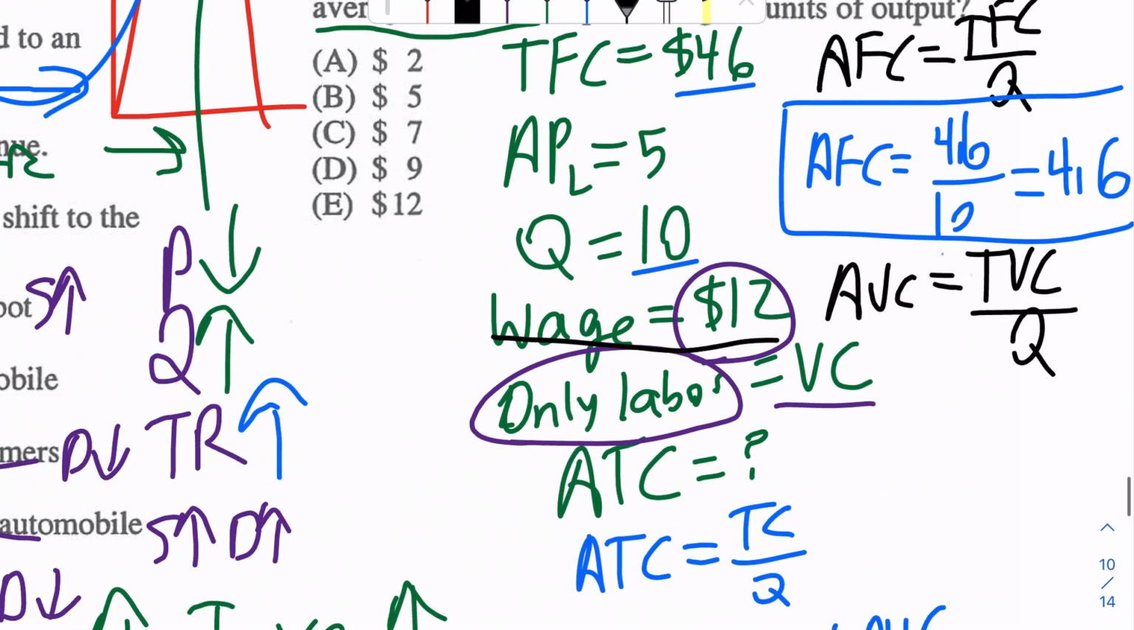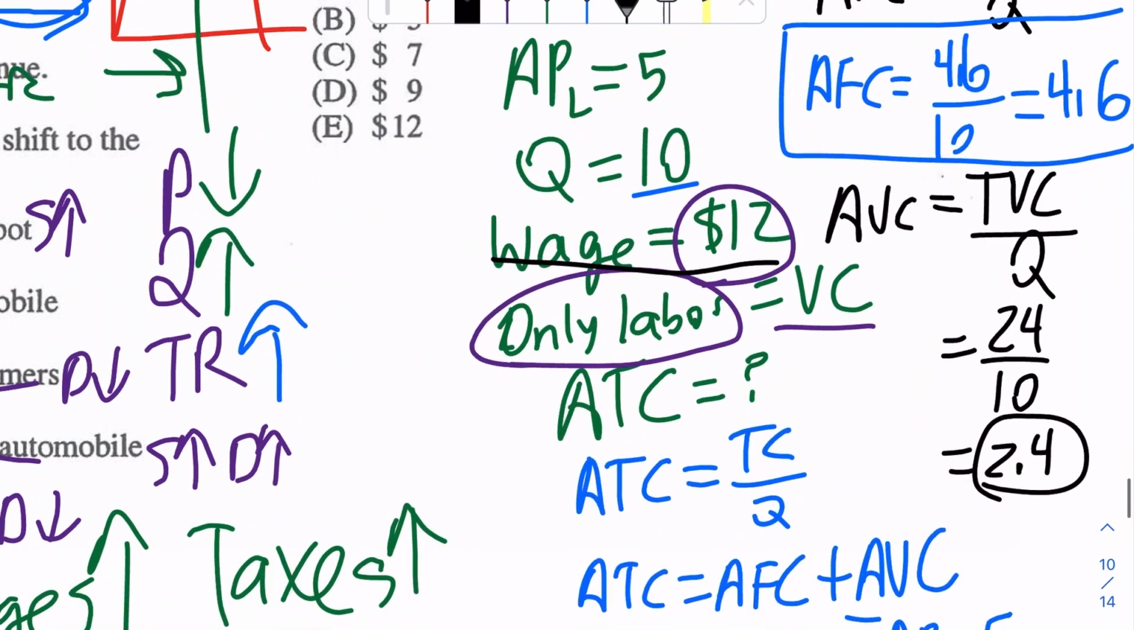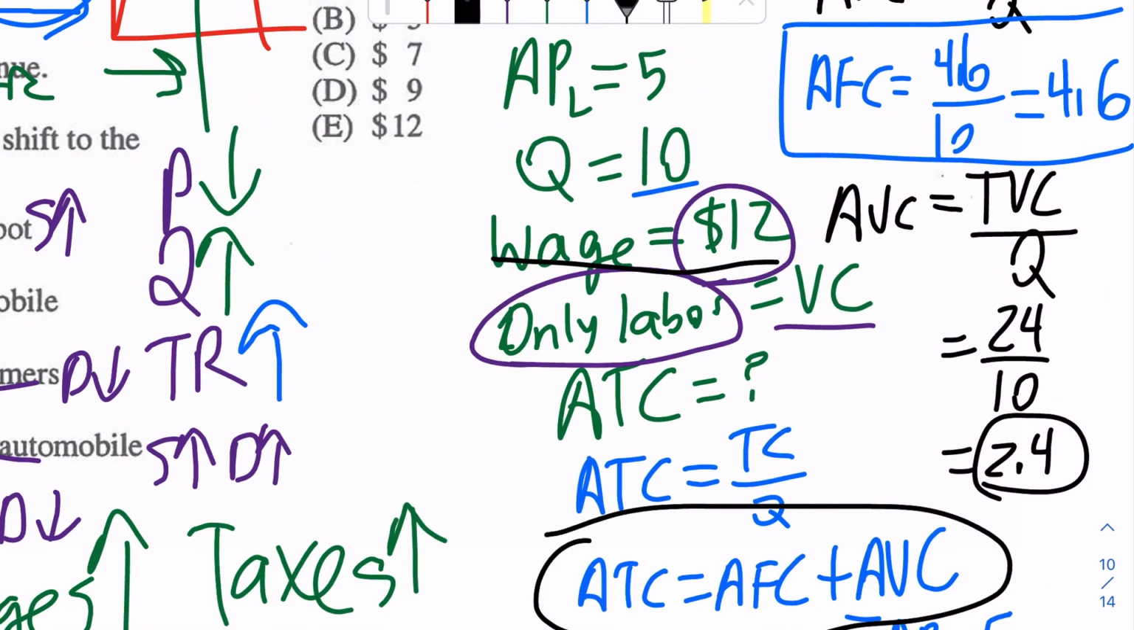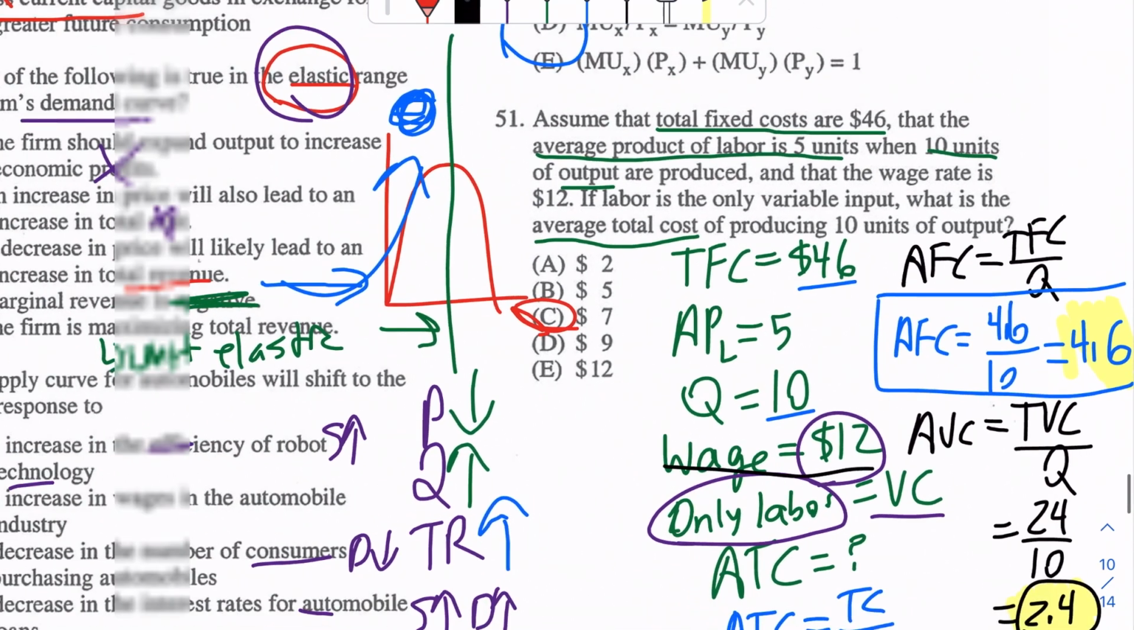So let's find the average variable cost. The average variable cost is total variable cost, which we just found as 24, divided by 10 units of output. So that's 2.4. If you don't believe me, put 24 divided by 10 in your calculator. Now, to find the ATC, we'll be doing the average fixed plus the average variable, and that would be 4.6 plus 2.4, and that equals 7. So 51 would be 7.